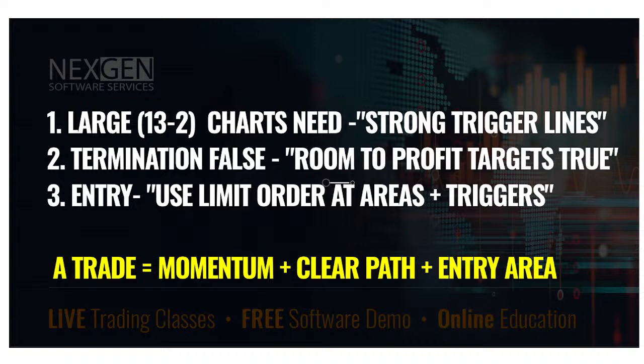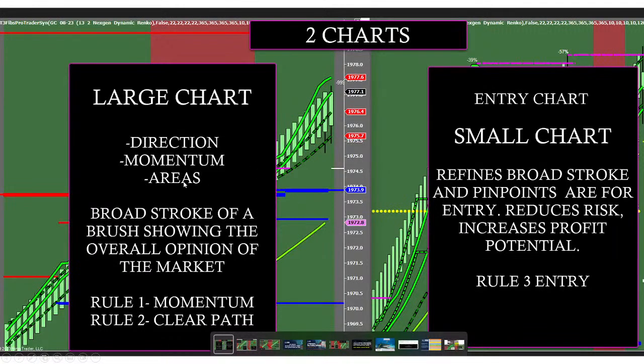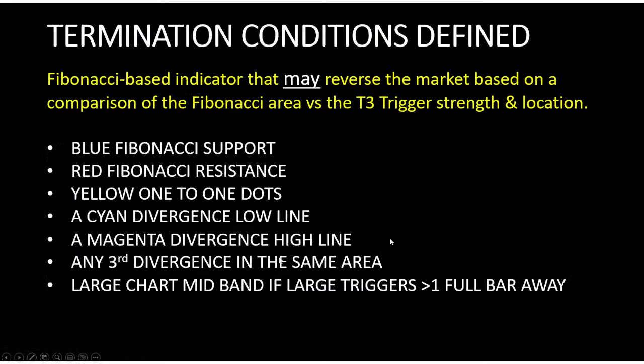Once again, I'm going to remind you guys that we're going to define these areas that could be problematic on the large chart. The large chart has already said green, which means we're going up. The large chart has already given me that scissors open, odds favorable momentum. And now I want to make sure that I'm not trading into an area that can stop the market. That's a termination condition. It's a Fibonacci-based indicator that may reverse the market. Notice that "may" is a different color and underlined.